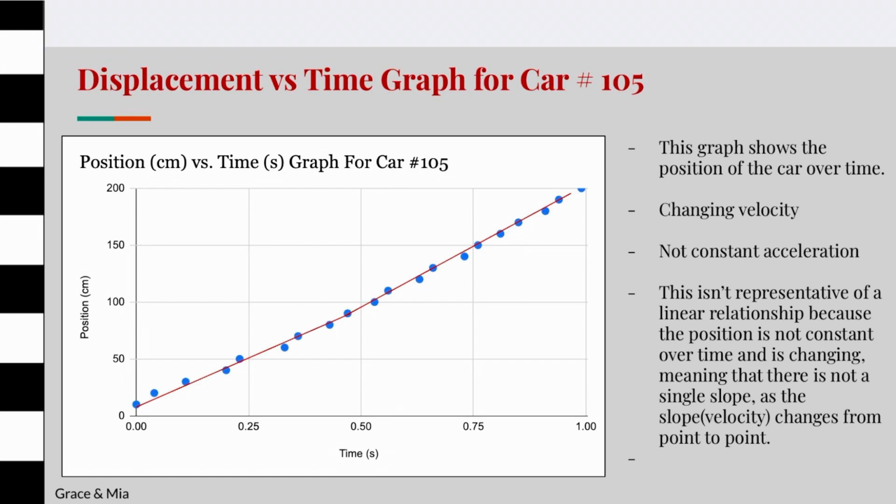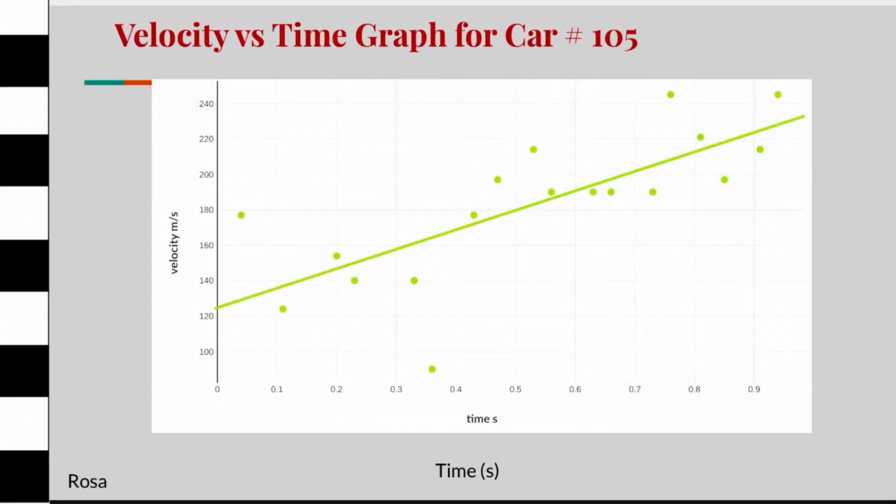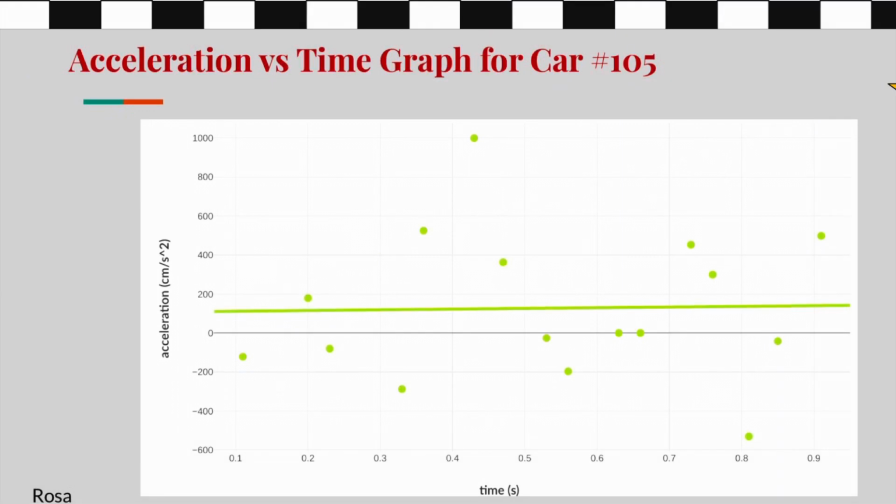As shown in the velocity versus time graph, you can clearly tell that the velocity points are scattered at random throughout the graph. Since the velocity is not linear, this tells us that the acceleration is not constant. As seen in the acceleration versus time graph, the points are scattered above and below a horizontal line.